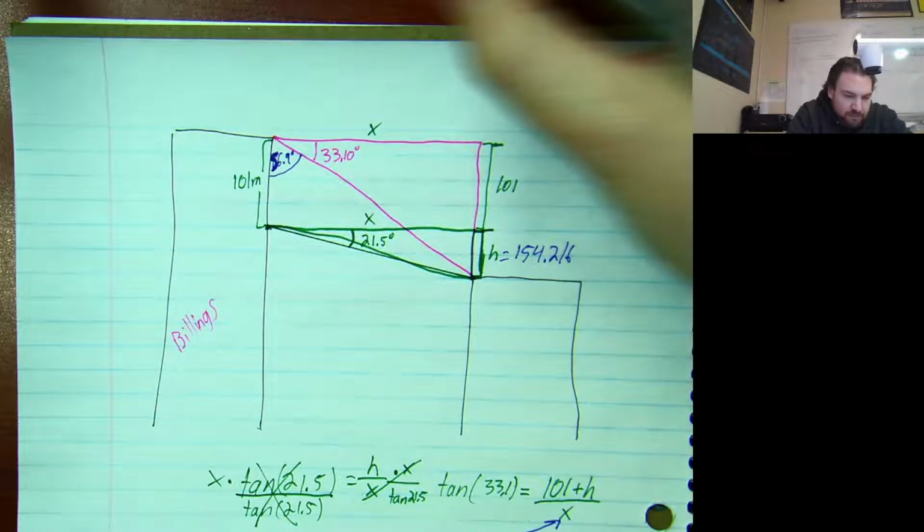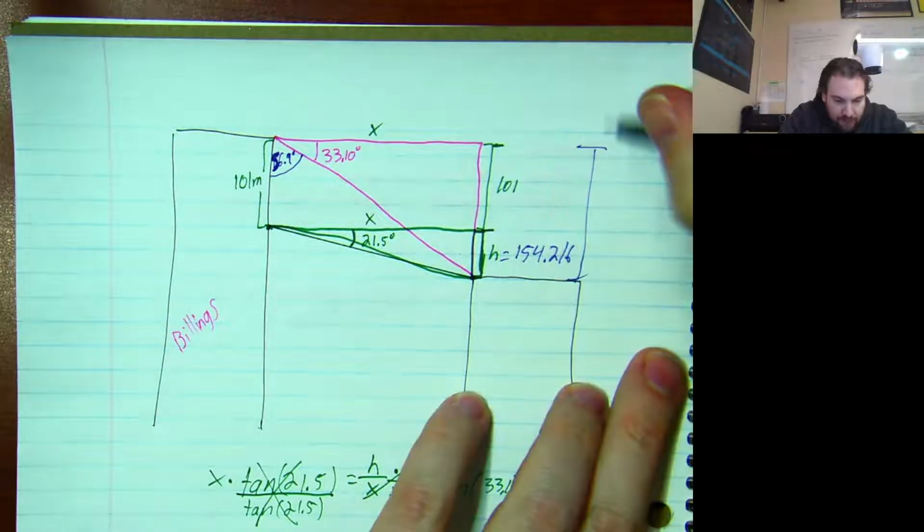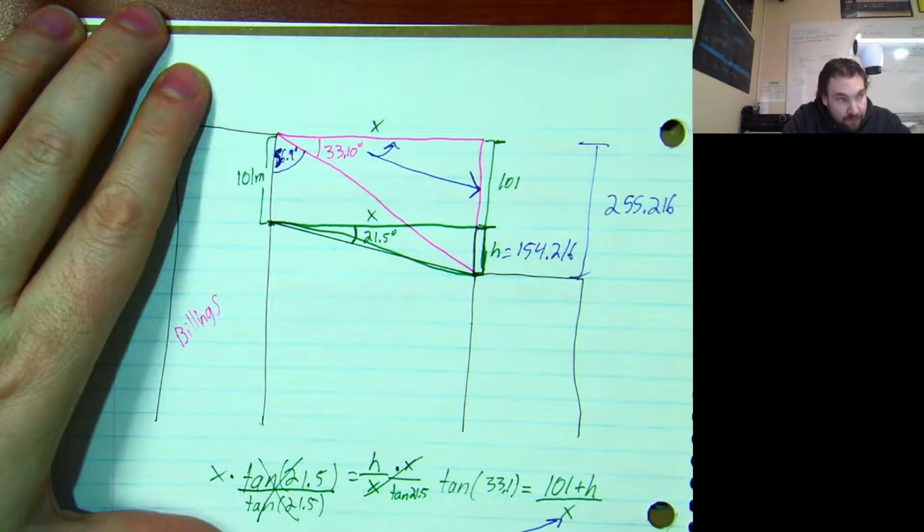So what is this total distance here then? This is going to be 255.216. Okay, so then what trig ratio are we going to use? I don't remember what they are, but I'm guessing we've got opposite and adjacent, so we use opposite and adjacent. SOHCAHTOA. TOA.